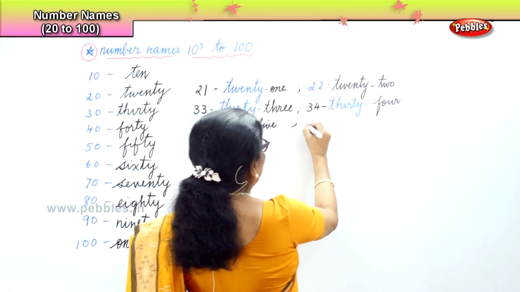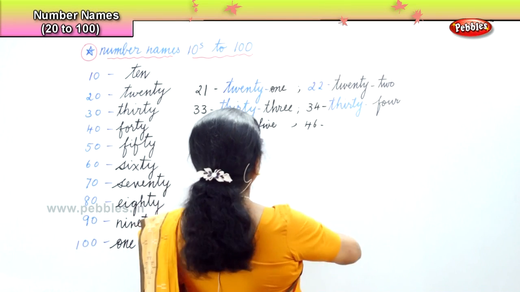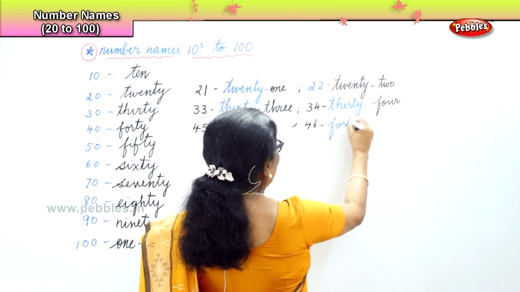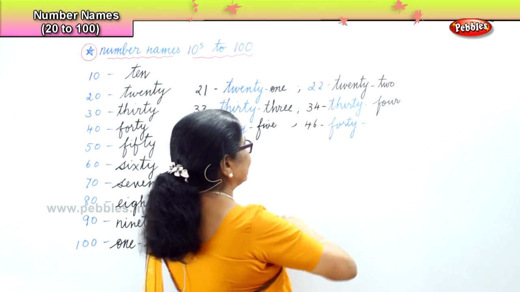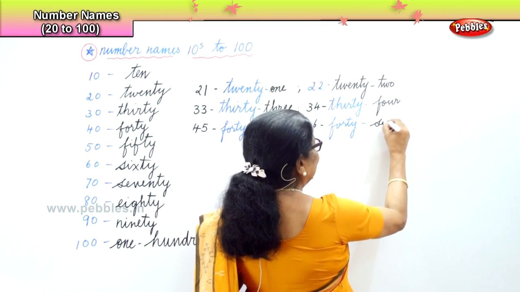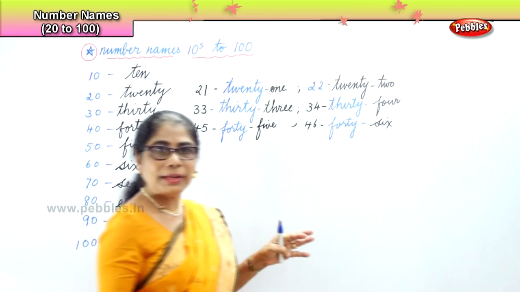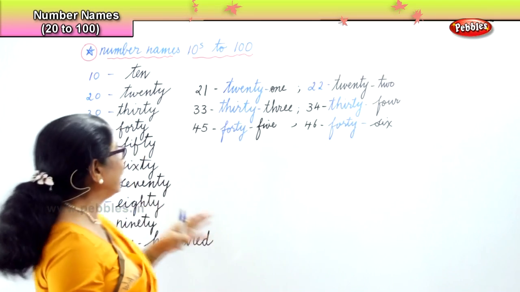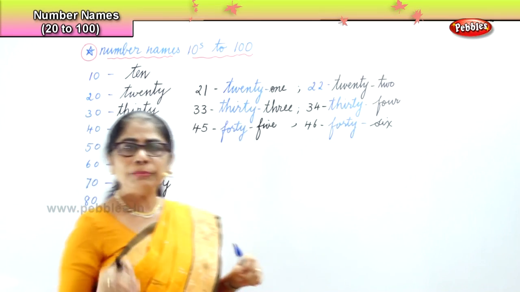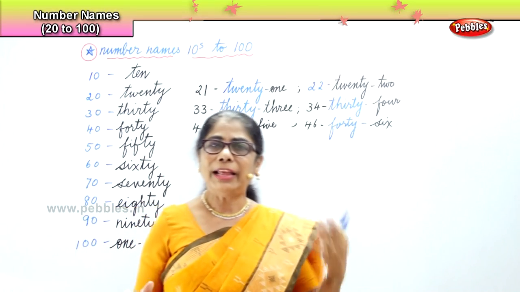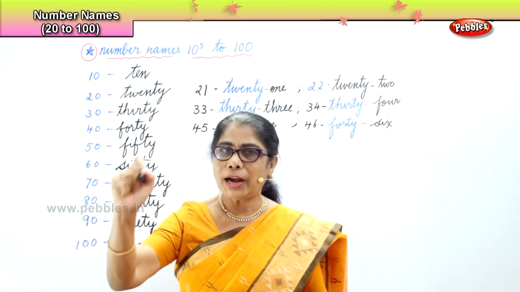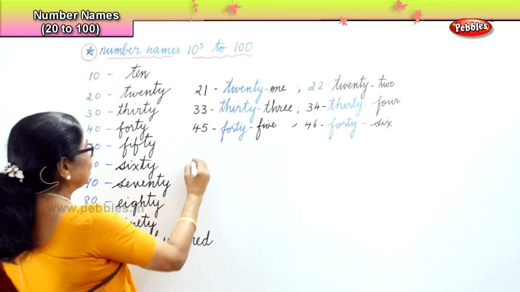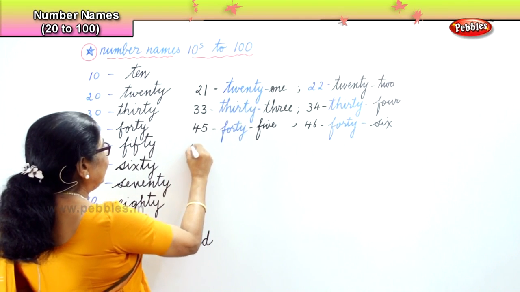How will you write 46? You will write again 40, hyphen 6. Then 47, 40, and put a small hyphen, 7. 48, 49. Now we'll write 50. When it comes to 50, how will you write 51? 50 hyphen 1. 51. Now 52, and you go on like that. Now I'm asking you, you will write 57.